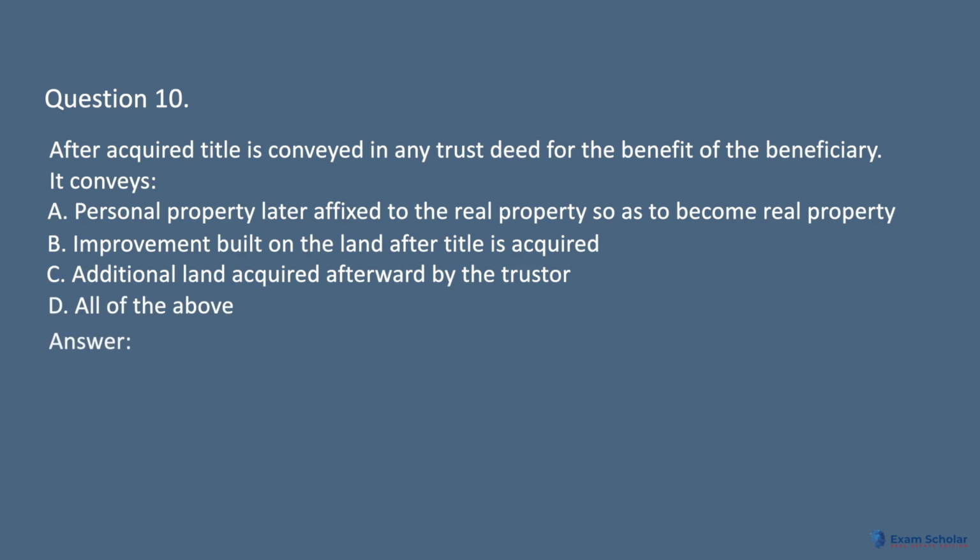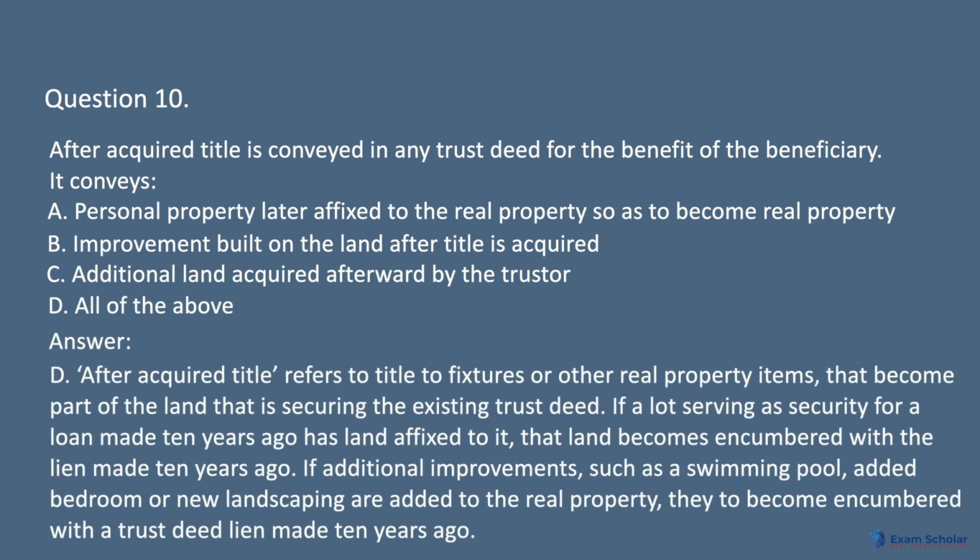Answer D. After acquired title refers to title to fixtures or other real property items that become part of the land that is securing the existing trust deed. If a lot serving as security for a loan made 10 years ago has land affixed to it, that land becomes encumbered with the lien made 10 years ago. If additional improvements, such as a swimming pool, added bedroom or new landscaping are added to the real property, they become encumbered with a trust deed lien made 10 years ago.